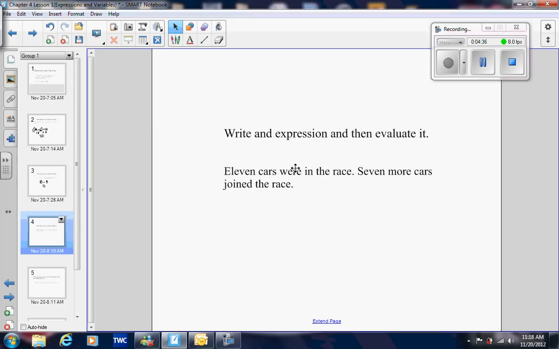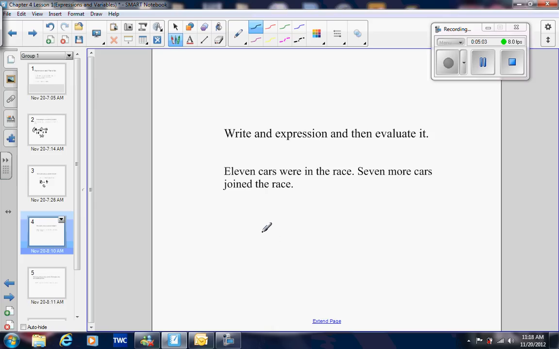Alright, I'd like you to do this on your own right now. Look at the directions. It says write an expression and then evaluate it, just like we've done for the last 2. Please push pause right now and try this one, and then compare your answer with what I get as I do it. So I'd like you to press pause right now and try the problem.